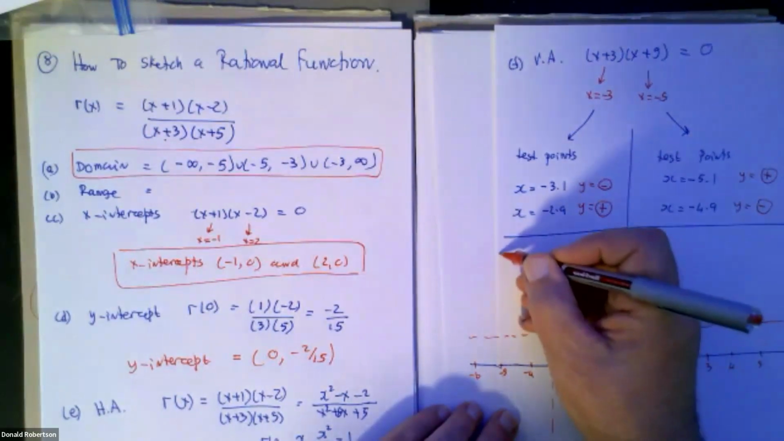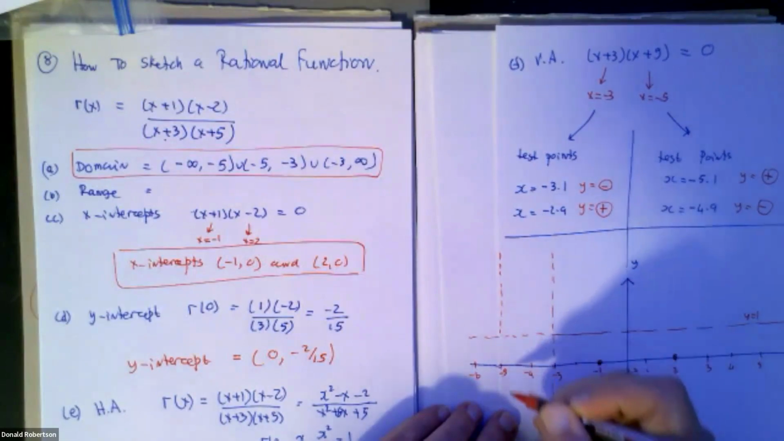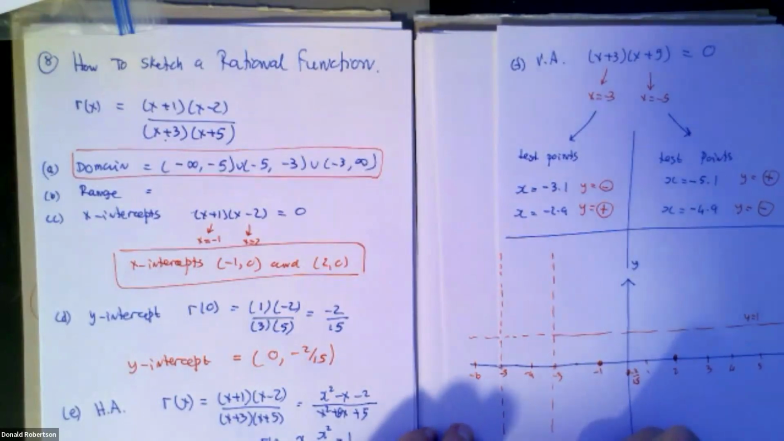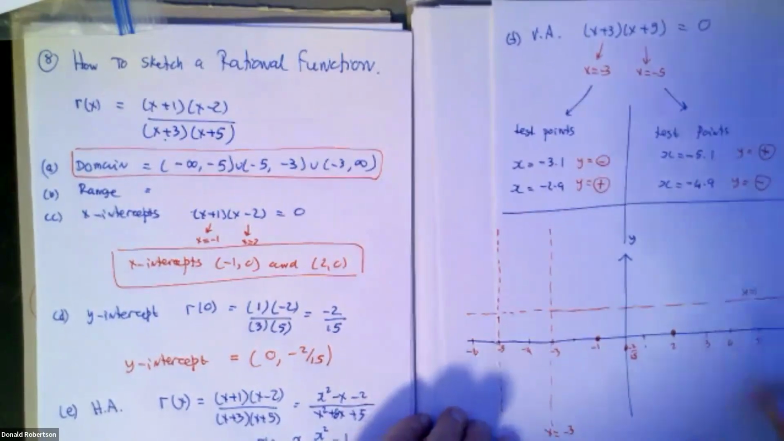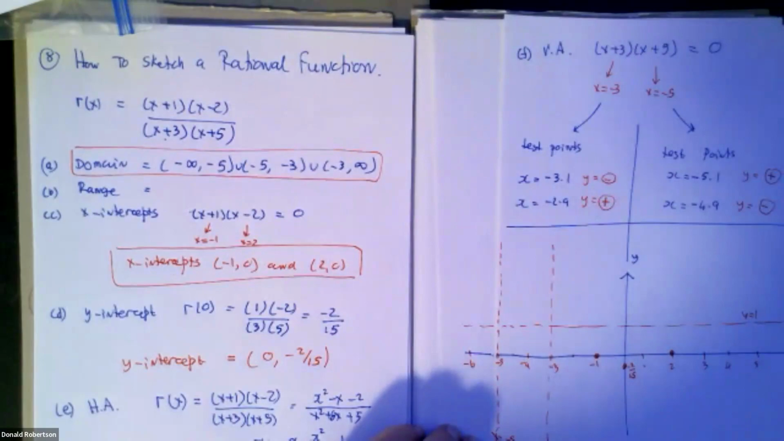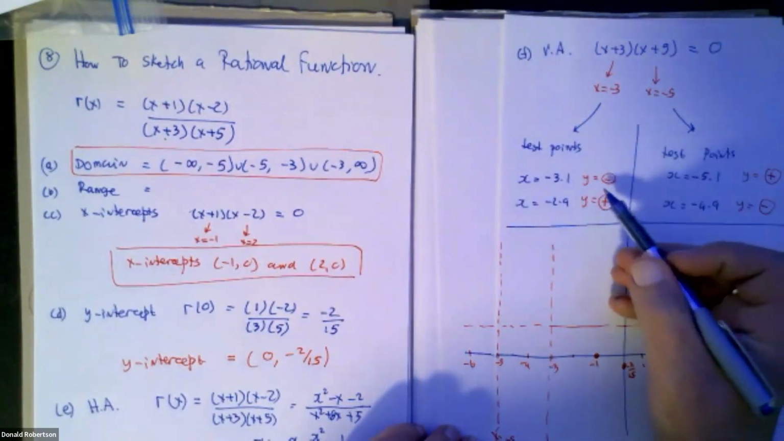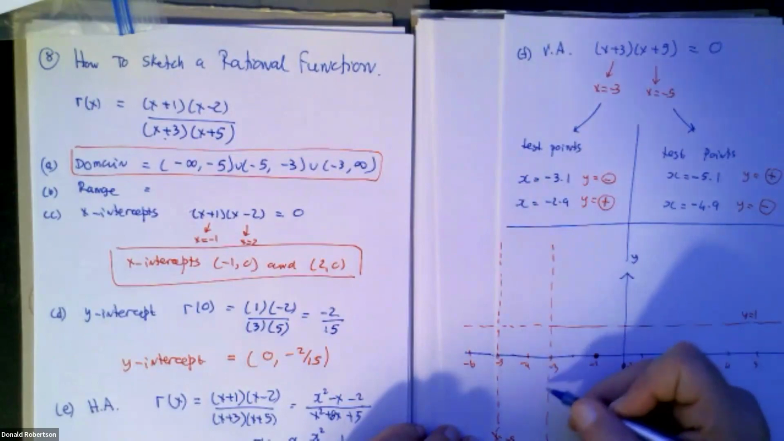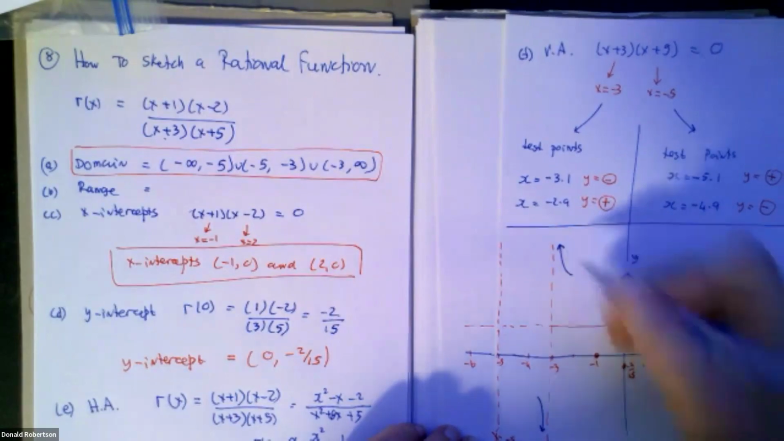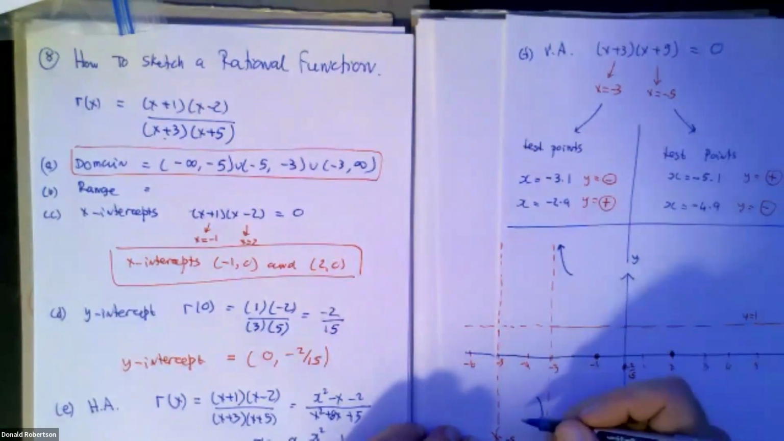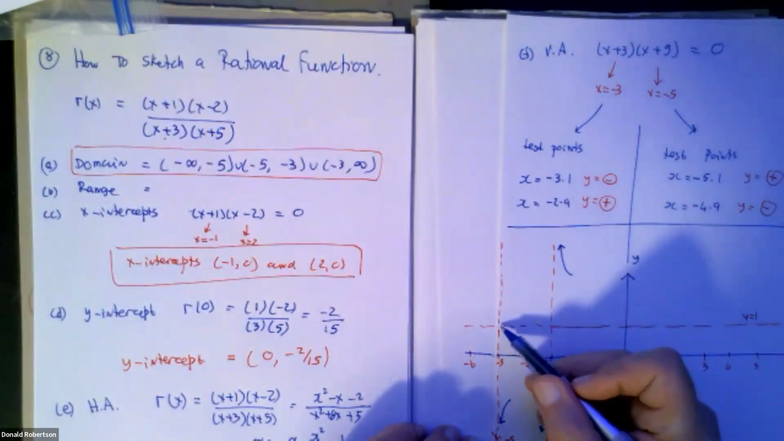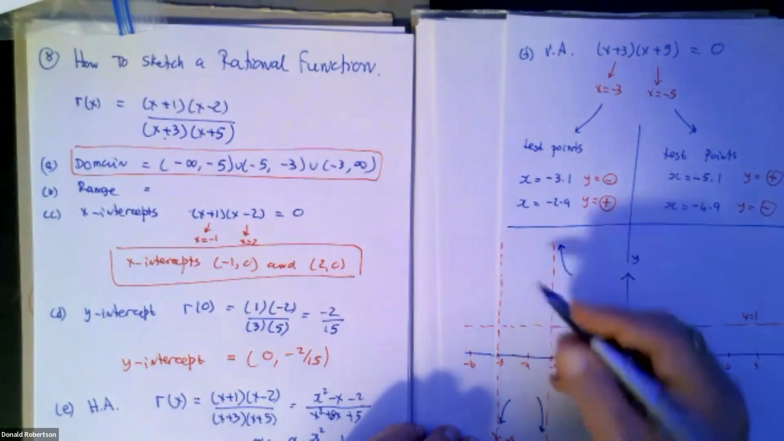And we have our second vertical asymptote over here. So one is x equals -3. The other is x equals -5. That's good. Now let's see what we have. At x equals -3, we have a negative, and at -2.9, we have a positive. And this one here at -5, we have a negative, and at -5.1, we have a positive.